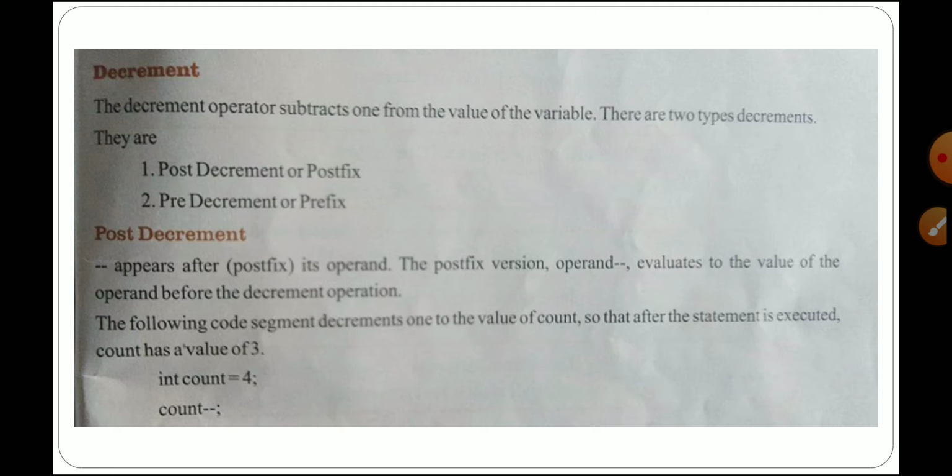Now let's see the example below. Int count equals 4, count minus minus. Now what is the value of the count variable? Count minus minus means we write it like this: count equals count minus 1. The current value of count is 4, and 4 minus 1 is 3. Now the updated value of the count variable is 3. That is the result. This is post decrement.